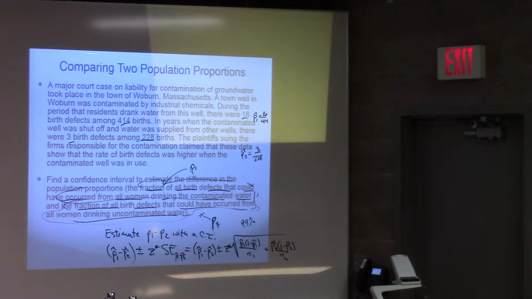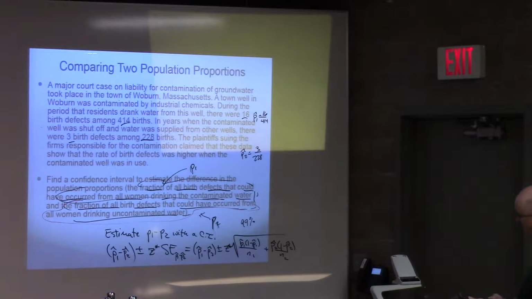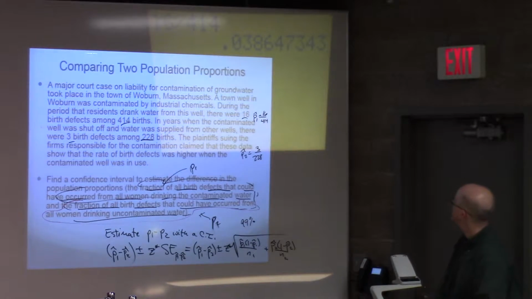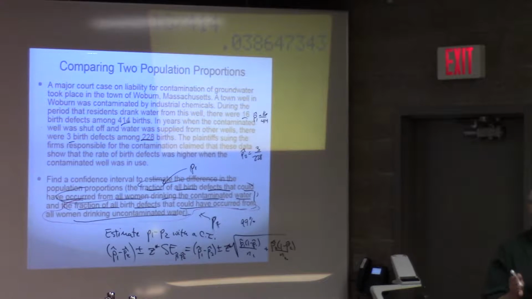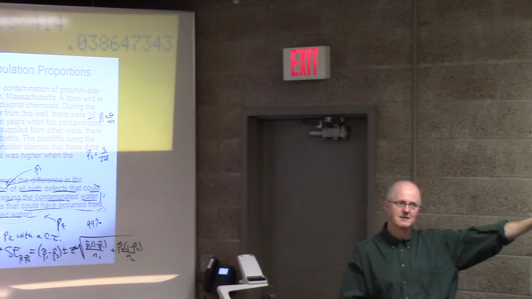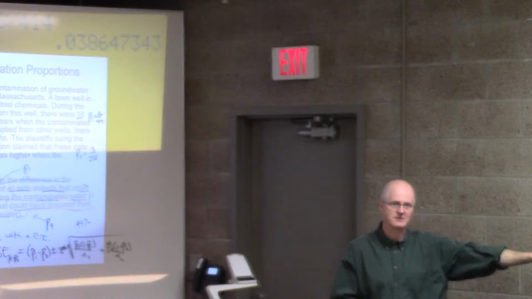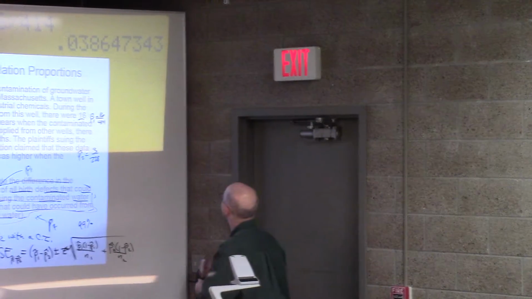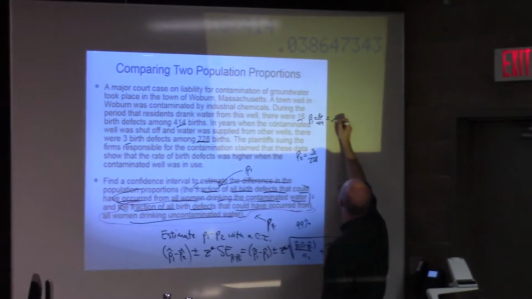P1 hat, 16 divided by 414. That proportion is about 0.0386. Is that what you got? Again, if you were just reporting this number, you'd want to round probably to 3.9%. But for the sake of not having errors propagate, only round your final answer so the errors don't get bigger and bigger. Go ahead and keep more decimal places.